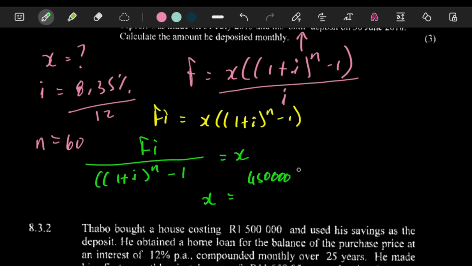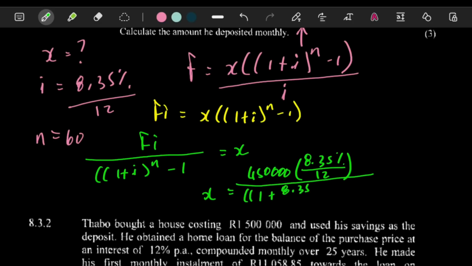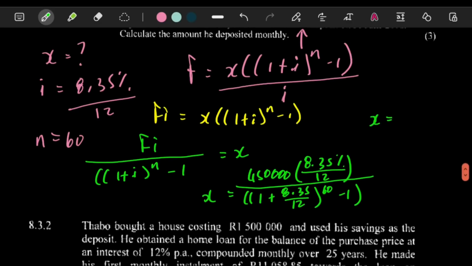So your value of x here is going to be equal to F, which is 450,000. Your interest is going to be 8.35% over 12. And then 1 plus interest, where interest is 8.35 over 12, and n is 60. There you go. All this in the calculator.